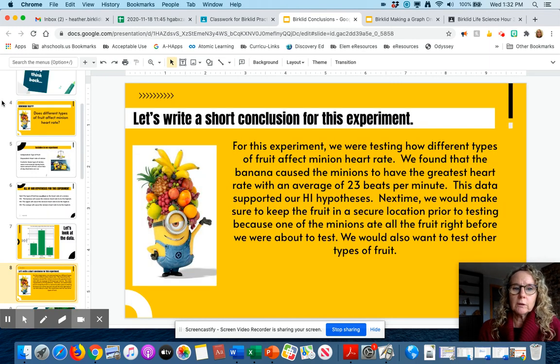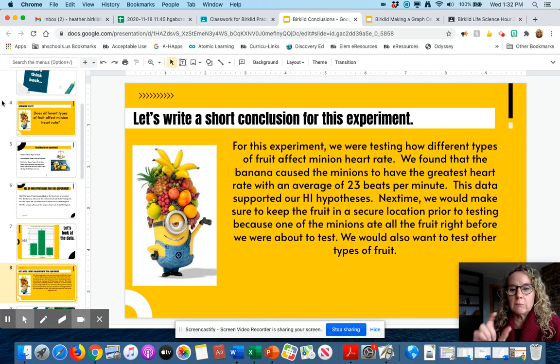So let's write a short conclusion for this experiment. So here we go. That's sentence 1. For this experiment, we were testing how different types of fruit affect minion heart rate. We found that the banana caused the minions to have the greatest heart rate with an average of 23 beats per minute. This data supported our H1 hypothesis.